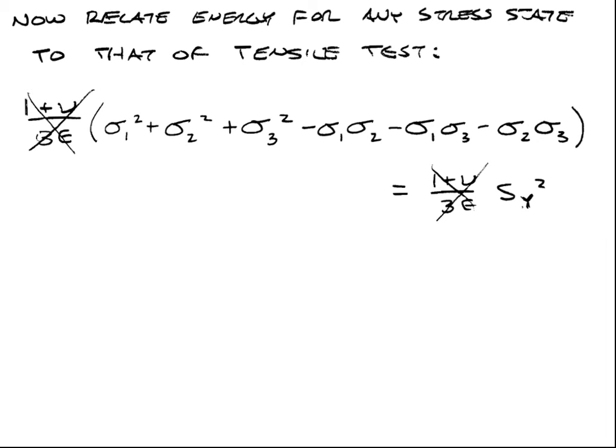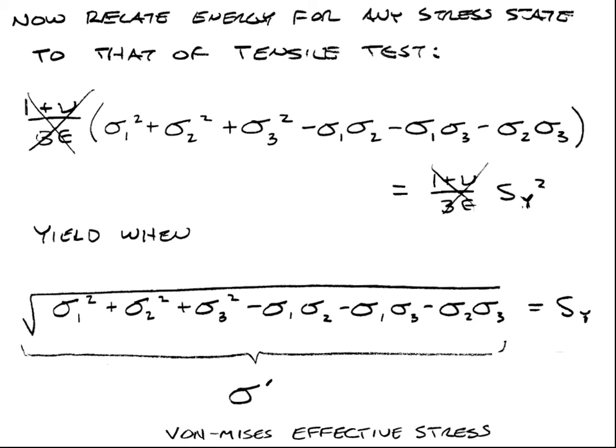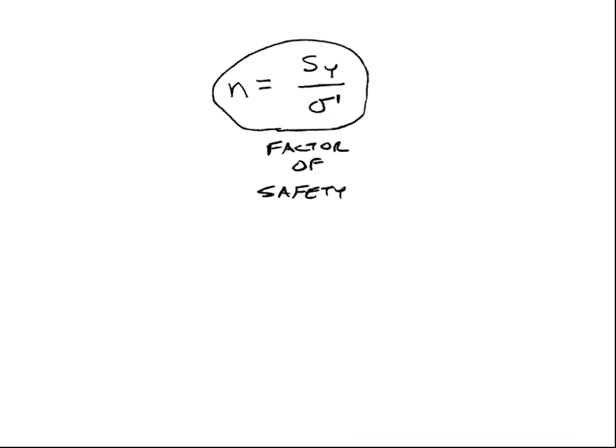And now we'll compare the two. So for any stress state, we'll say that it yields when its strain energy equals that of the known case, that of the tensile test. So you can see that simplifies down, and so now we say that we get yield when this quantity, the square root, is equal to the yield strength. And that whole quantity we call the von Mises effective stress, usually given as sigma prime. And the factor of safety is simply the yield strength divided by sigma prime.